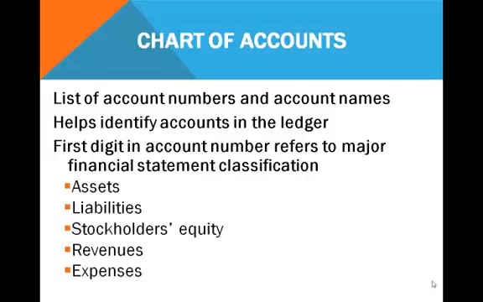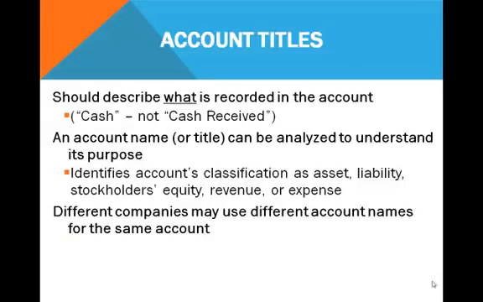There's actually a page numbered CA, a page or so from the very back. It shows you an example of a chart of accounts, and you'll see that all the assets start with the number 1. All the liabilities start with the number 2, and so forth. So there's a pattern that makes sense. The account titles or names of the chart of accounts should describe what is recorded in the account. Cash is an example, as is equipment or notes payable. An account name identifies the account's classification as an asset, a liability, or whatever sort of account.